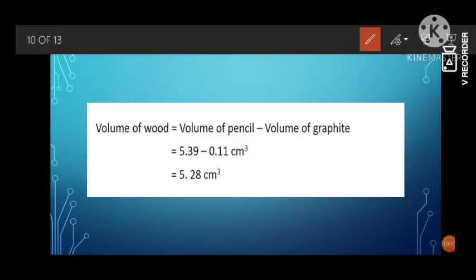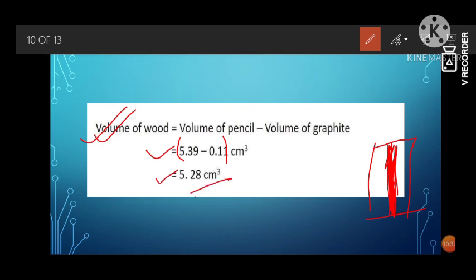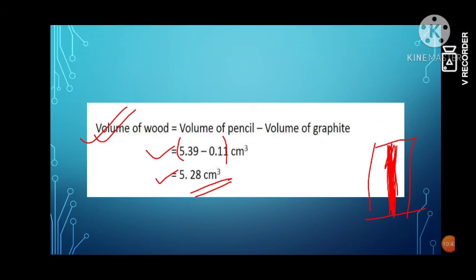Now we can find the volume of the wood. So volume of the wood will be volume of the pencil minus the graphite part. So if this is the pencil and the graphite part is the middle, we will subtract this shaded portion from the full portion and we will get the volume of the wood. So 5.39 minus 0.11 centimeter cube will give us 5.28 centimeter cube as the volume of the wood. So this is our volume of the wood.